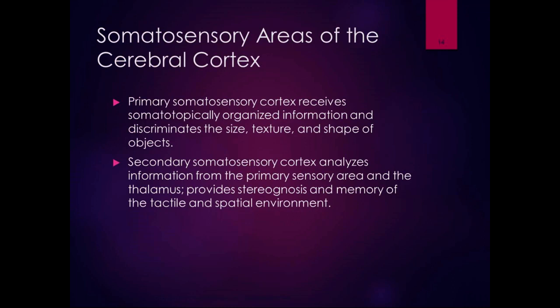So that whole thing where I said, oh, it's a car key, it's a Toyota key, I had that memory of that tactile and spatial feel of what a Toyota key feels like. And the secondary somatosensory cortex analyzed that information for me. Primary somatosensory cortex gave me information about the size, texture, and shape of it, and the secondary somatosensory cortex hooked that together with the memory to put together the complete picture for me.